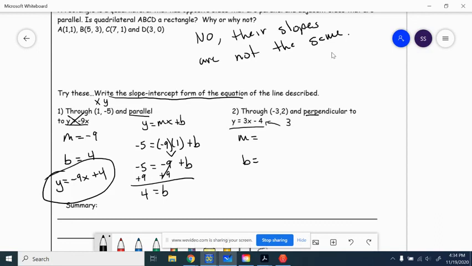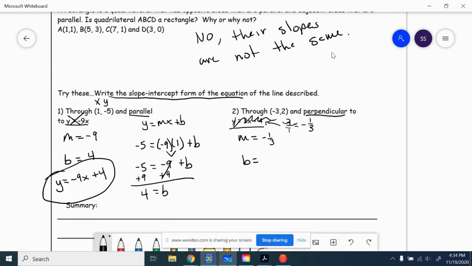So we need a slope that's perpendicular. 3 as a fraction is 3 over 1. If it's perpendicular, we need to use the opposite reciprocal, or the negative reciprocal. So we're going to use -1 over 3. Reciprocal is just when you flip the numerator and the denominator. So we're going to use the slope of -1/3. And now I'm done with this line.